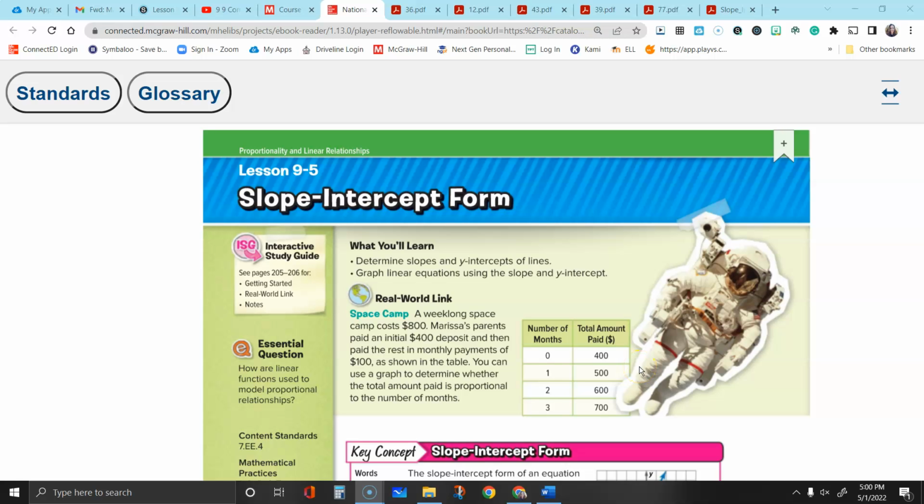This is a reteach for Lesson 9.5 Slope-Intercept form. You're going to need to be able to determine the slope and y-intercepts of each line, and you need to be able to graph the linear equation.